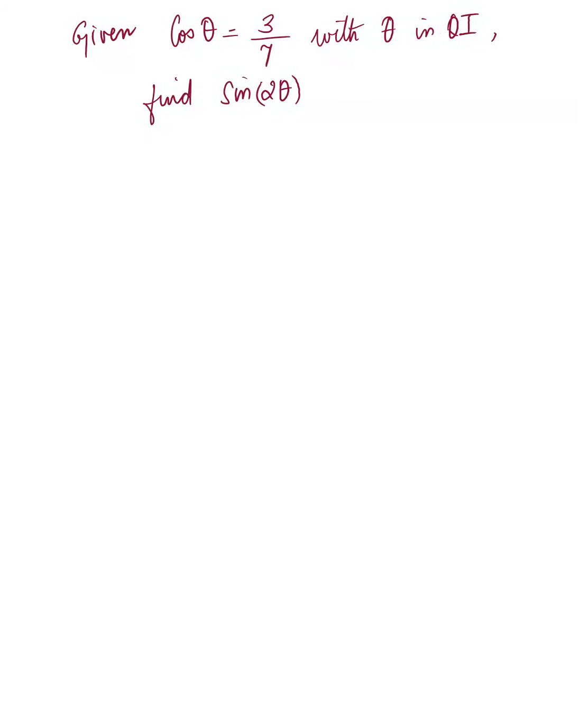Theta is in quadrant 1, so all your trig functions will be positive. Now we know that sine 2 theta from above is 2 sine theta cosine theta. For this, we do have cosine theta, but we do not have sine theta, so we need to find sine theta in order to find sine 2 theta.